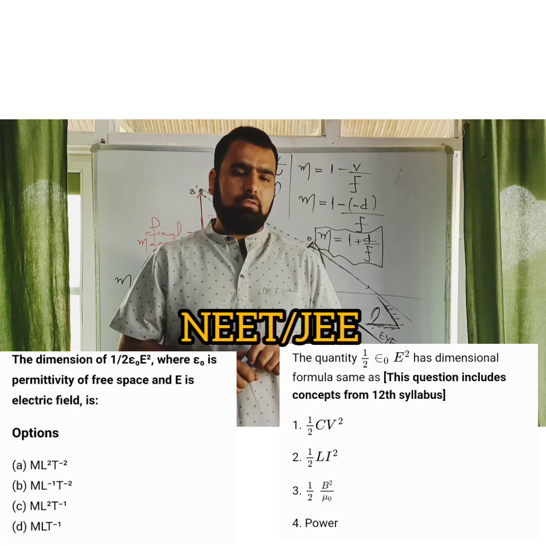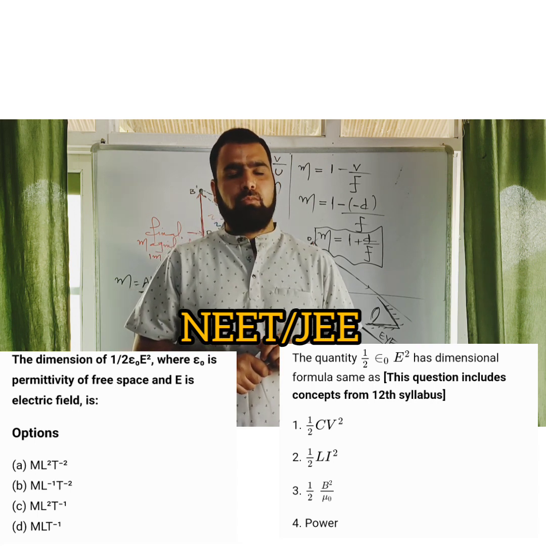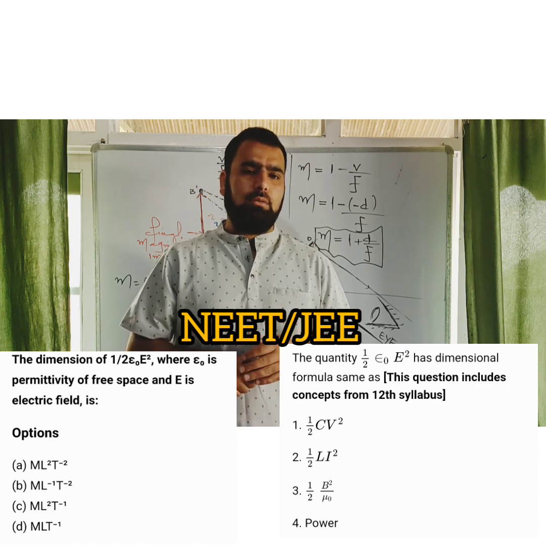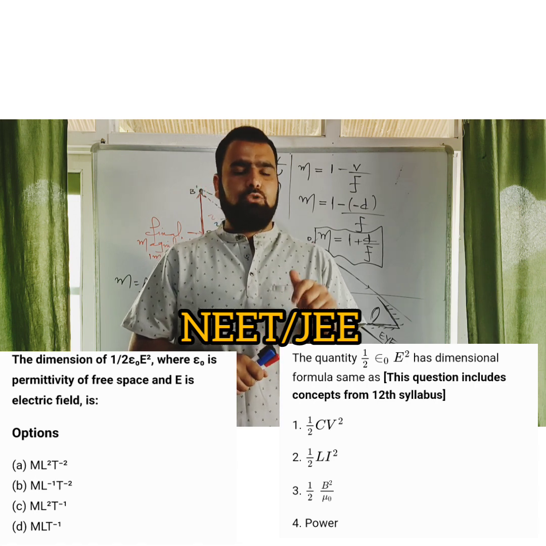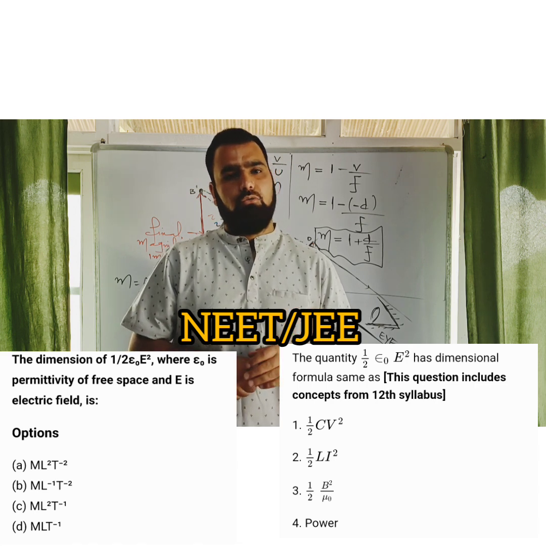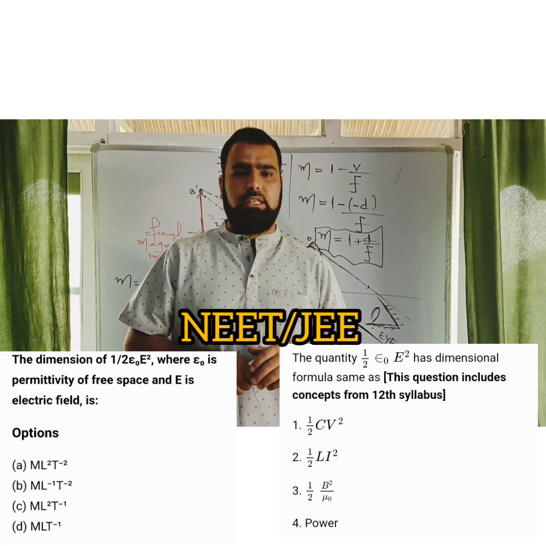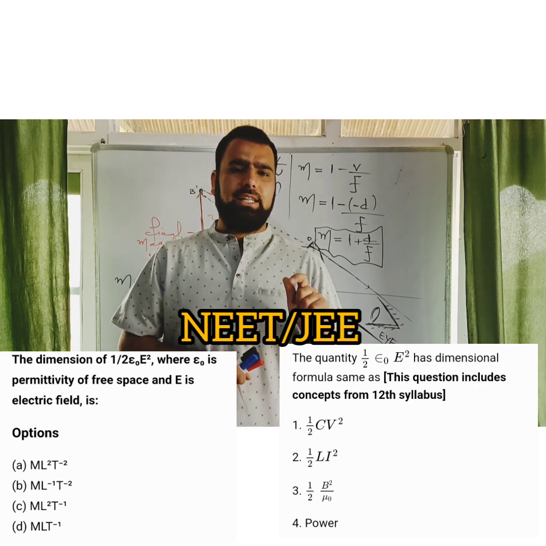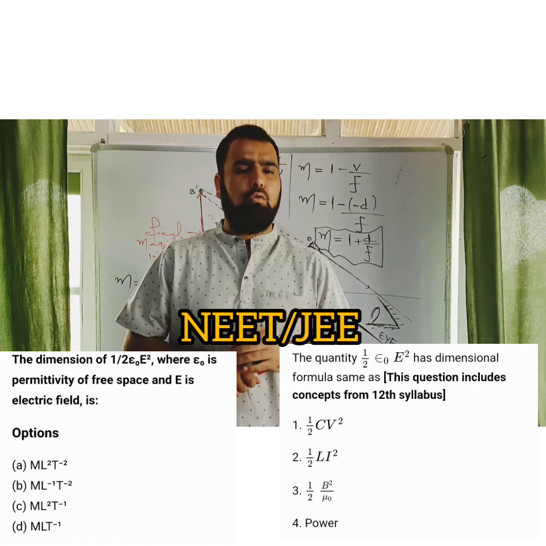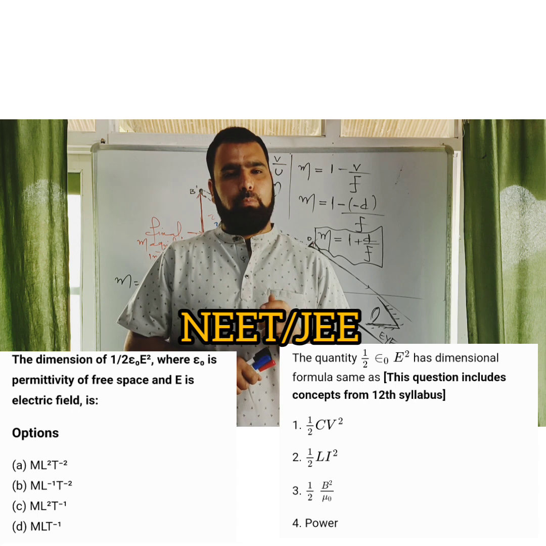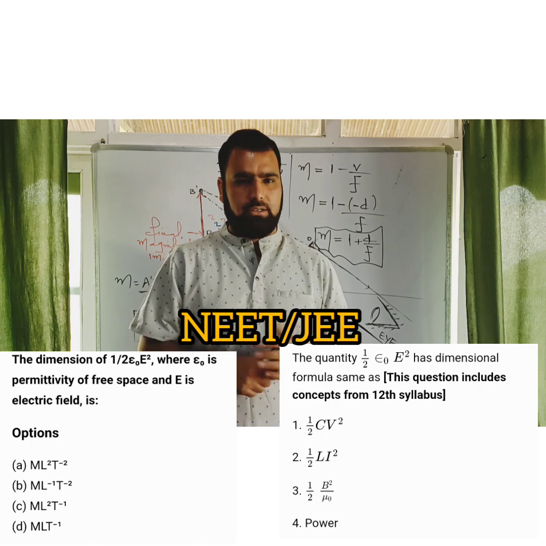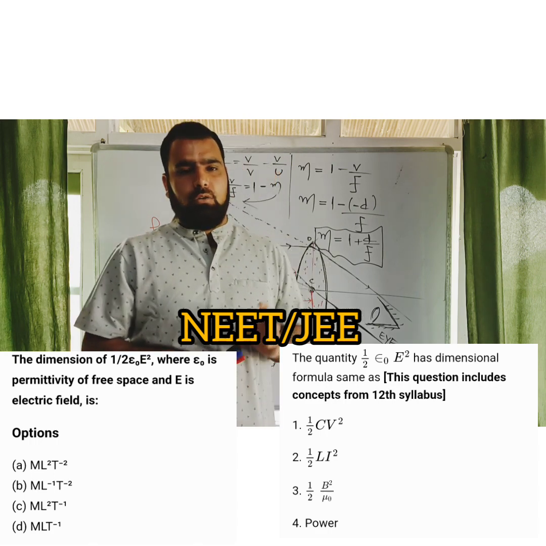So today we are going to derive its dimensional formula and we'll check another ratio, that is 1 by 2 B square, where B represents the magnetic field, divided by mu naught, the permeability of space or vacuum. So this energy density of an electric field has dimensions similar to that of 1 by 2 B square, that is magnetic field square, divided by the permeability of vacuum. So let us check all these things one by one.